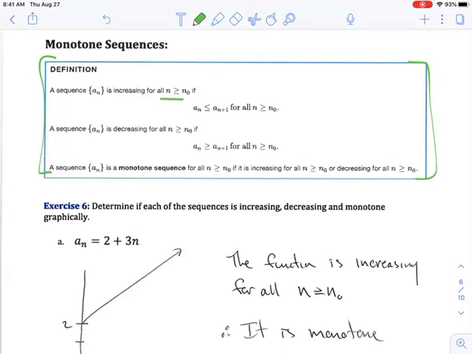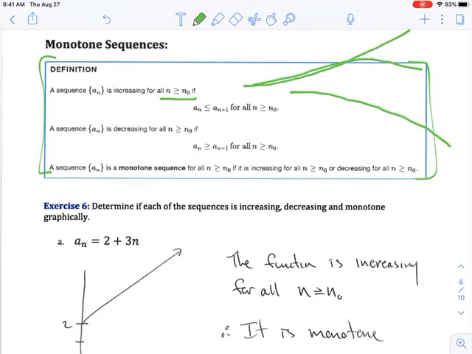So for all values of n greater than n sub 0, if every successive term in the sequence is getting larger, then we say it's an increasing function. If every term in the function is decreasing, we say that it is a decreasing function. In other words, an increasing function is something that's always going up. It never turns around and goes back down again. A decreasing function is something that always goes down. It never goes back up again.